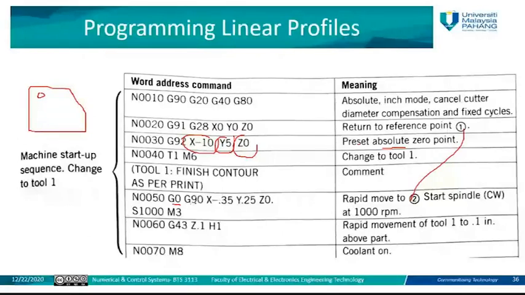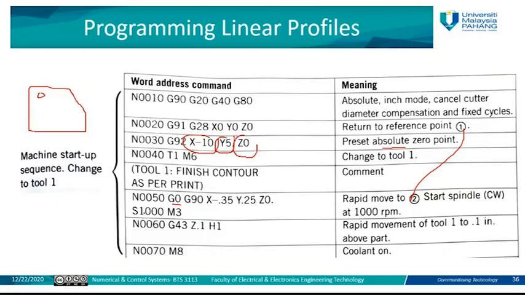Then G90, this is to define the absolute. Actually for G90 and G91, you can change in any place in your code. If you feel it's better to use incremental, you can change to incremental. If you feel it's better to use absolute, you just continue using the absolute form. Then you move to this point, which is point number 2, which is negative 35.25, and the z is equal to 0, which is on the top of the workpiece.